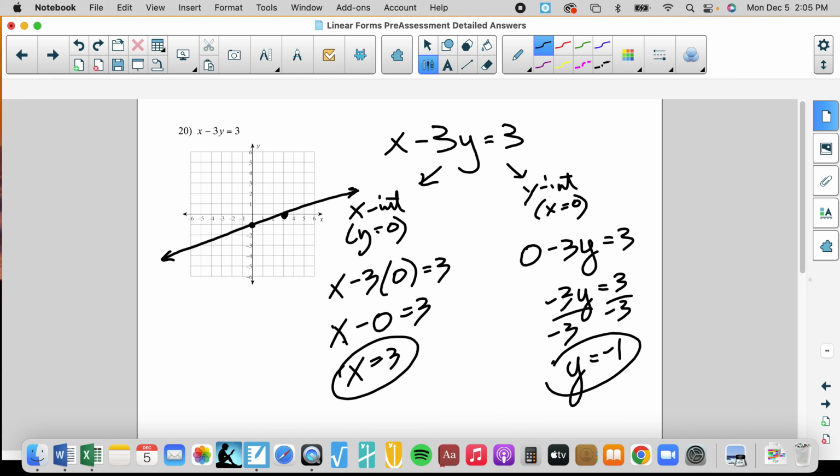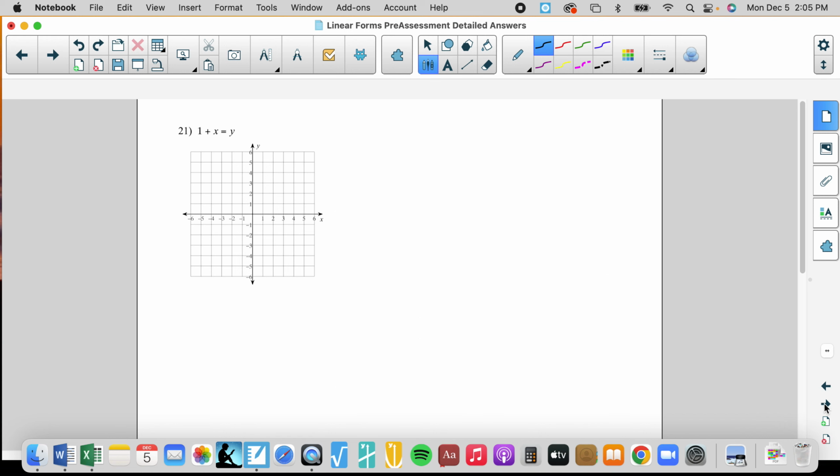I have 2 points, a line with 2 arrows. That's 0, comma, negative 1. This is 3, comma, 0. All right, now, whoa.